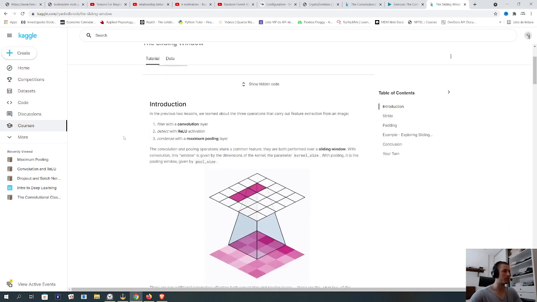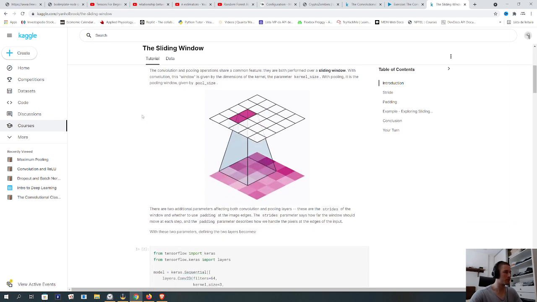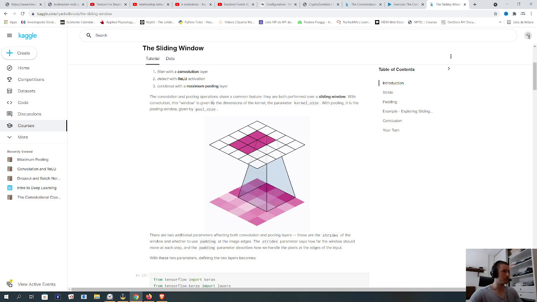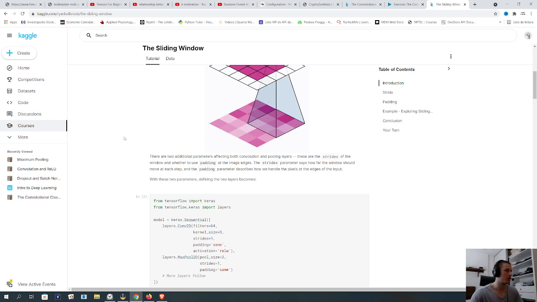Still 41 minutes left. In the previous two lessons, we learned about the three operations that carry out feature extraction from an image: filter with a convolution layer, detect with ReLU activation, condense with max pooling. The convolution and pooling operations share a common feature. They are both performed over a sliding window. With convolution, this window is given by the dimensions of the kernel, the parameter kernel_size. With pooling, it is the pooling window, given by pool_size.